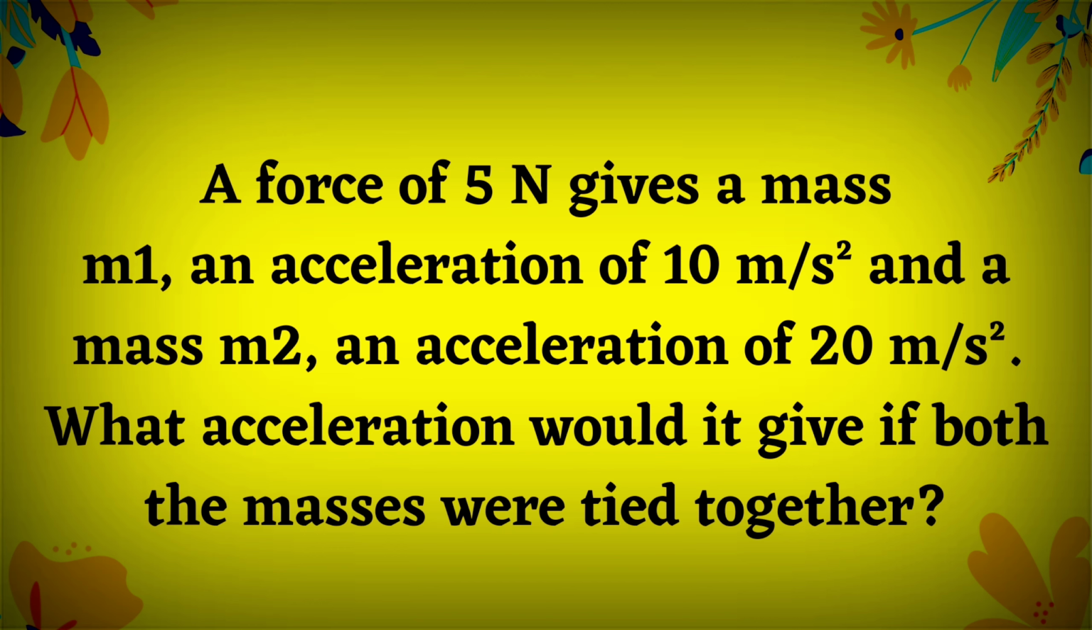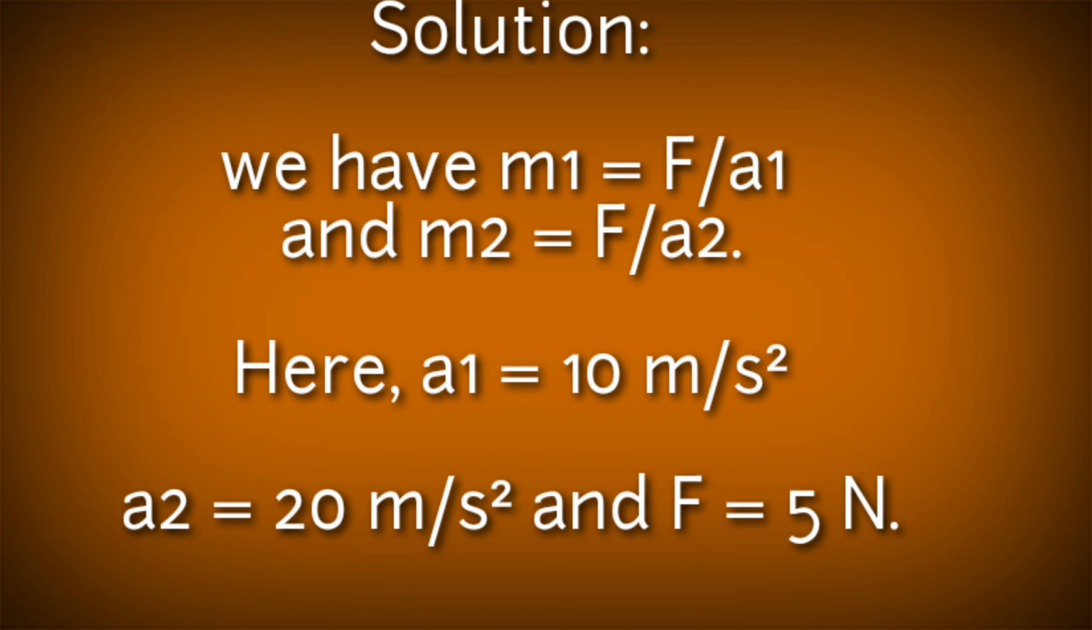But before going to the question, first we have to calculate the value of m1 and m2. And how will we calculate? Just by writing the given properly. So let us write the given first. Force is 5 Newton. Let us assume the mass is m1 and the acceleration produced by it is a1, which is 10 meter per second square. Also m2 is the mass of the second object and a2 is the acceleration of the second object, which is 20 meter per second square.